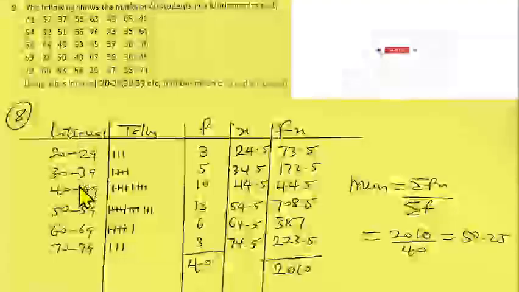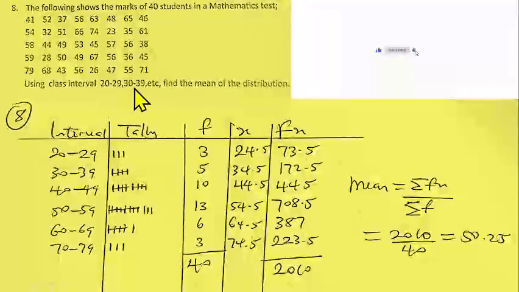How do we go about it? We are given class intervals 20 to 29, 30 to 39, and so on. Look for the highest number there, which should be around 79. You can see there is a pattern from 20 to 29, 30 to 39. The next ones will be 40 to 49, 50 to 59, 60 to 69, 70 to 79. Then you start putting this data one after the other under their intervals.